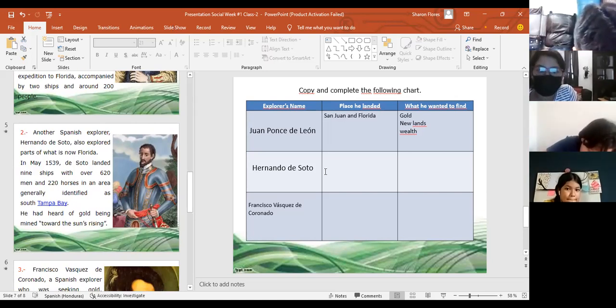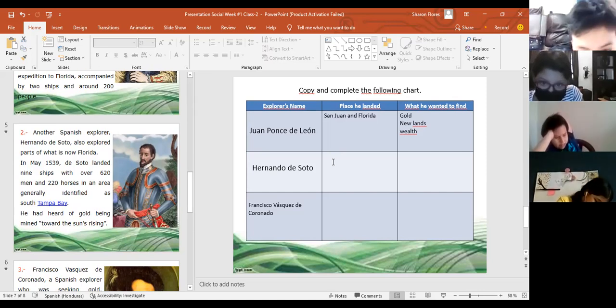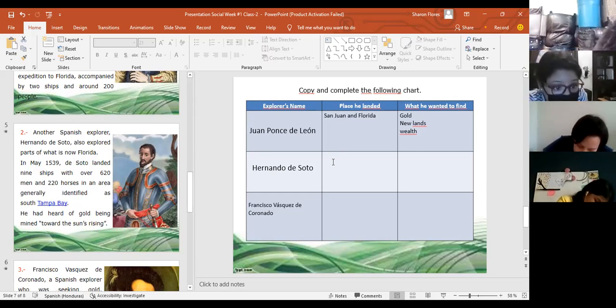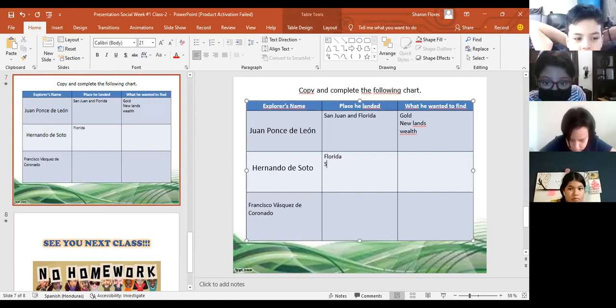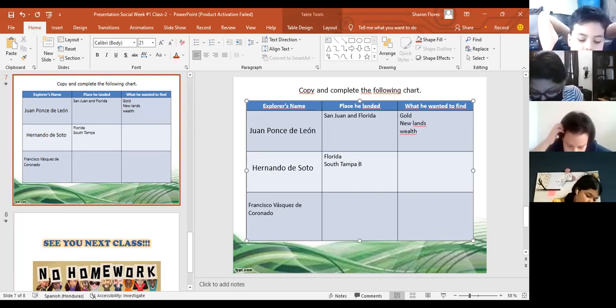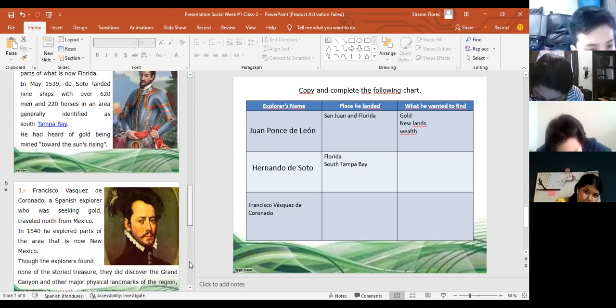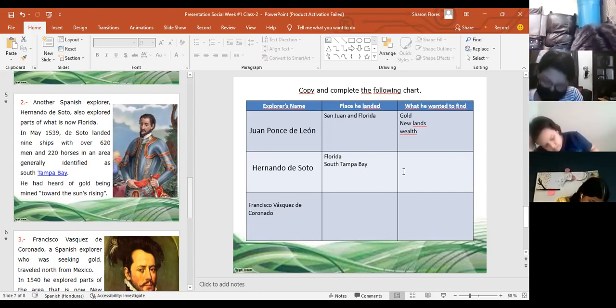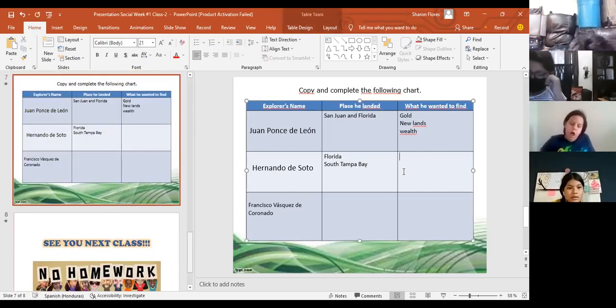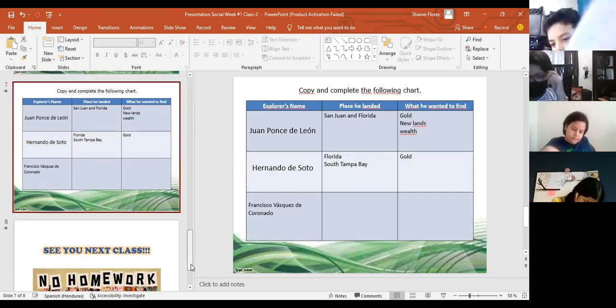About Hernando de Soto, we can say that he explored the places he landed. It says he explored parts of what is now Florida. So we can write Florida here again. And what he wanted to find. Also, it says horses in the area South Tampa Bay. We're going to write that name also. He was looking for gold, yes. All of them were looking for gold. And so it says he had here a gold being mined, so he wanted to find gold towards the sun's rising. He was looking for gold because in those days, a lot of people were mining, searching for gold.